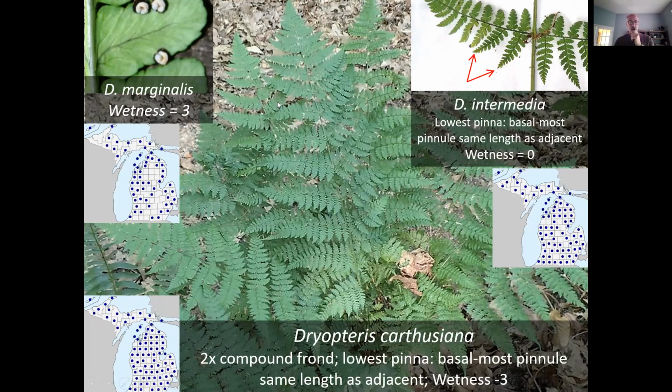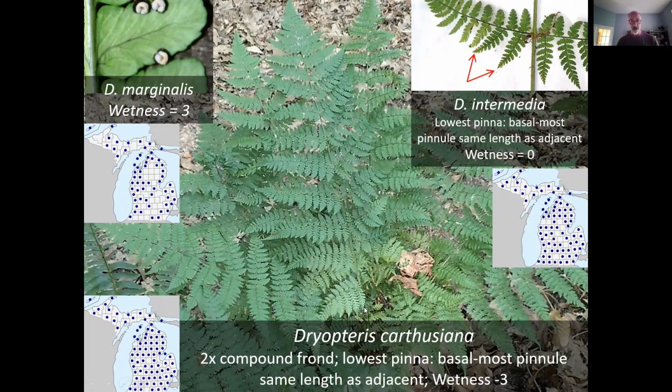Next is Dryopteris carthusiana. I took this picture at Ammon Park here in Grand Rapids, if you're familiar with it. Lacy, right? It's easily confused with Dryopteris intermedia. They are sister species. They're very closely related. Worse still, they hybridize. But here's how you tell them apart. It's actually easy once you know what to look for.